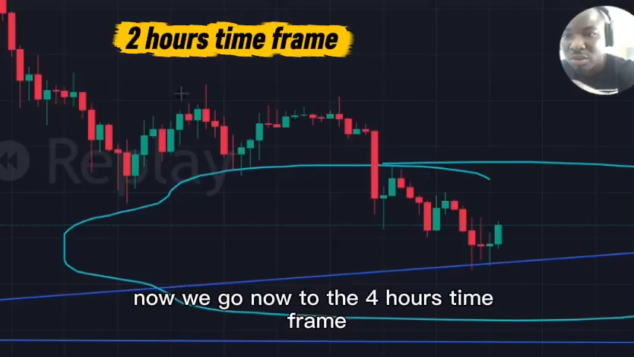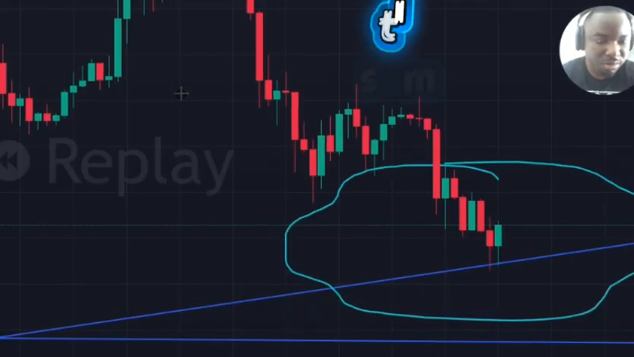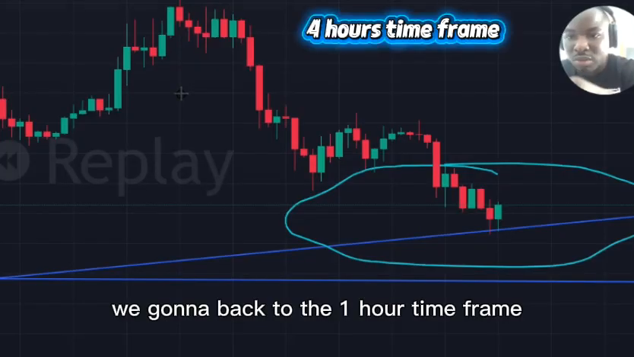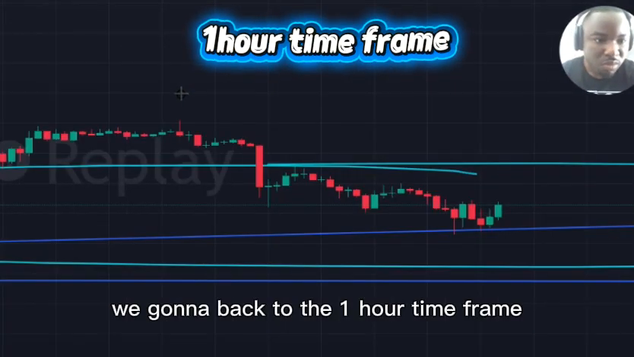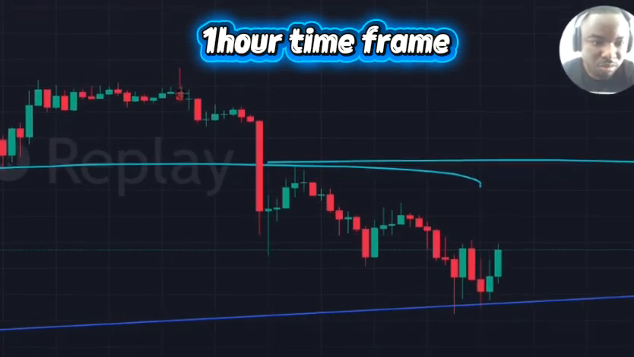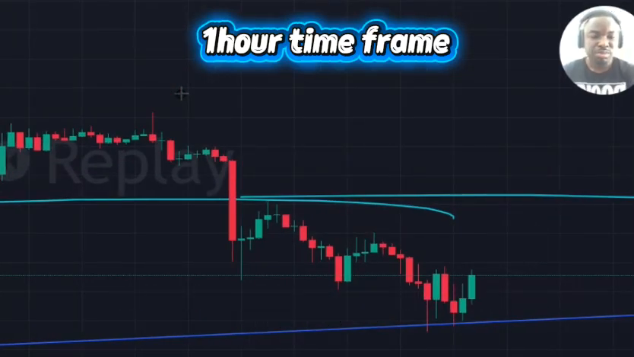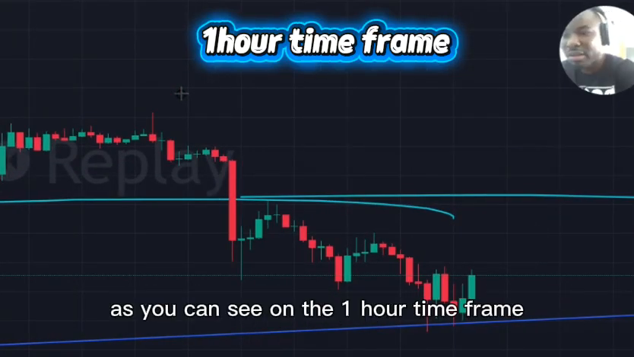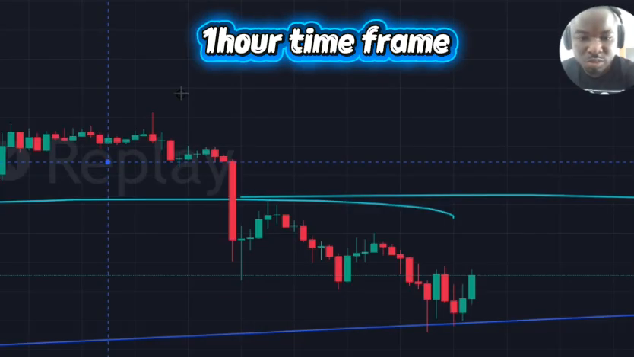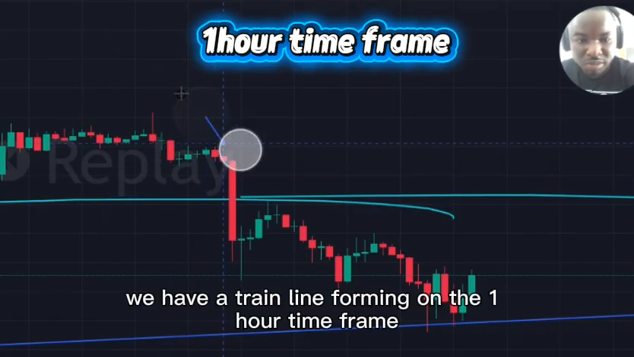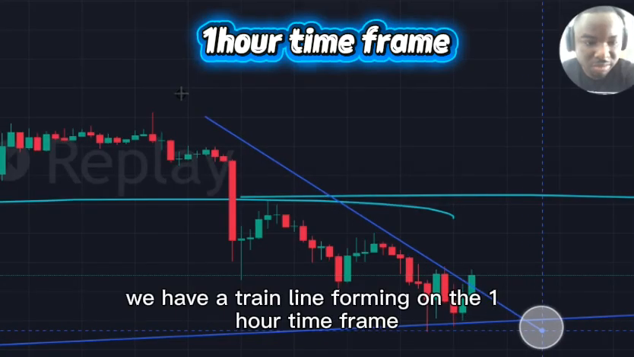Okay, now we go back to the 1 hour time frame. On the 1 hour time frame, here we look for our entry. As you can see, we have a trend line break. We have a trend line forming on the 1 hour time frame.